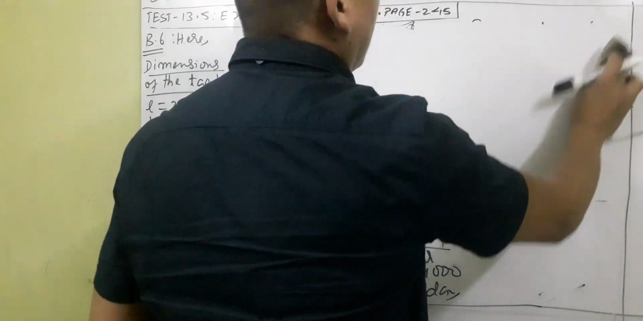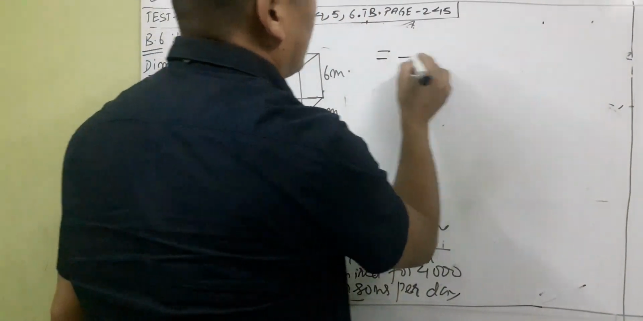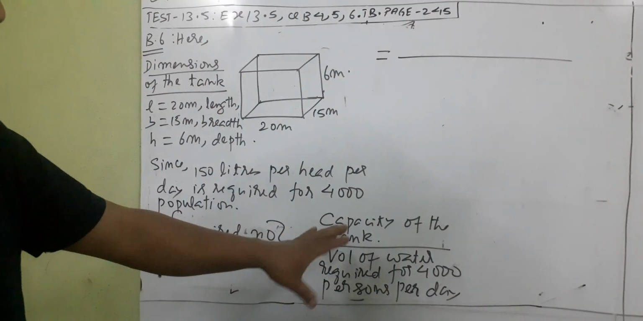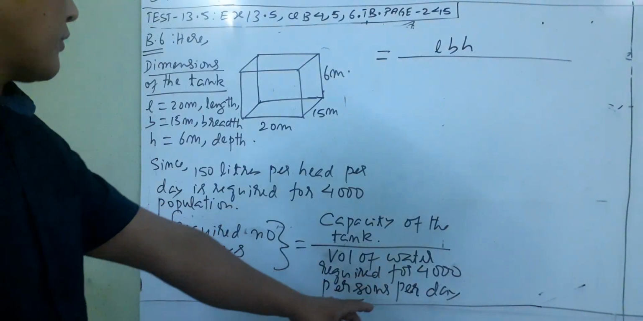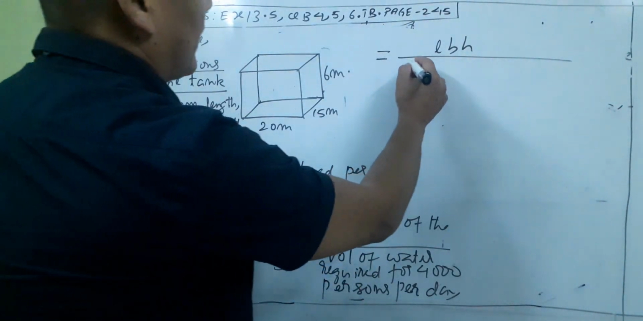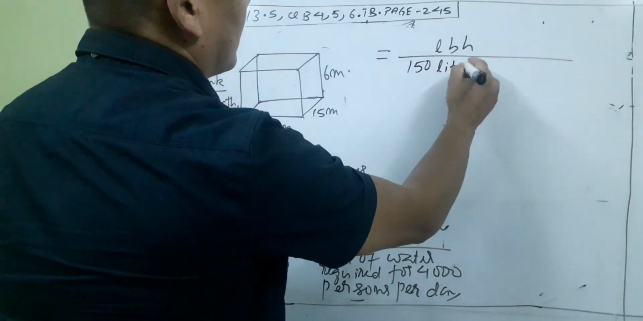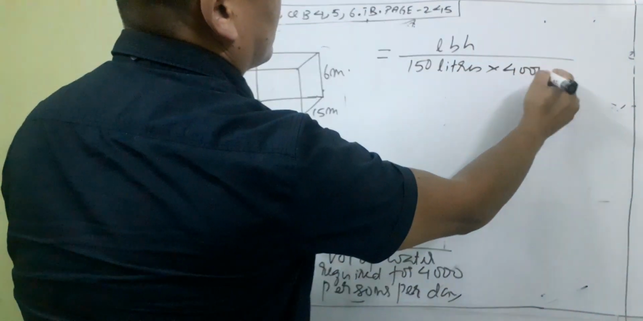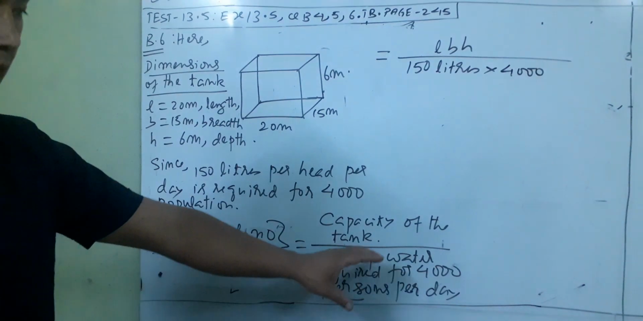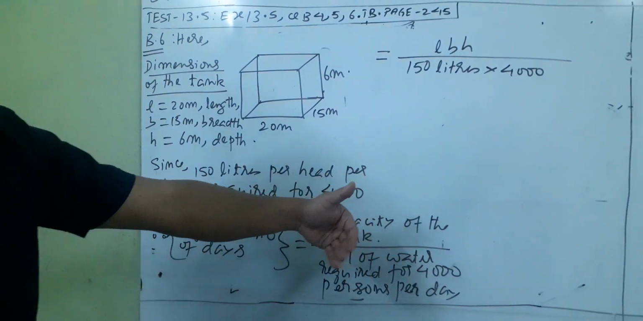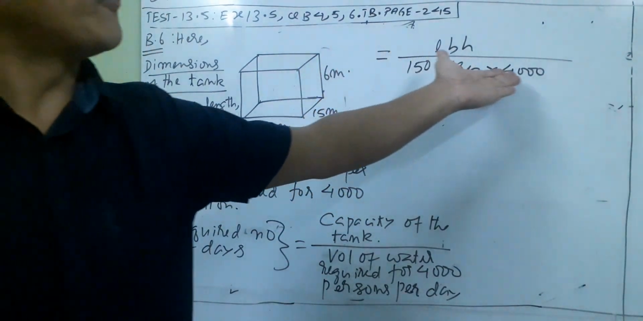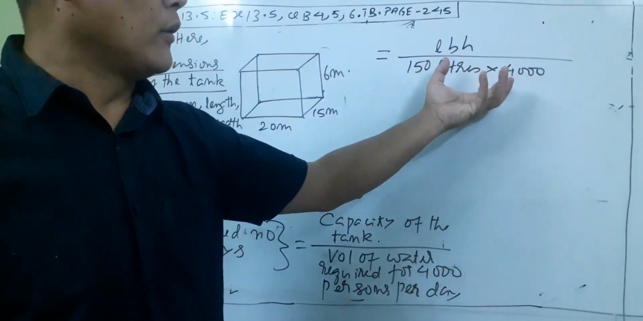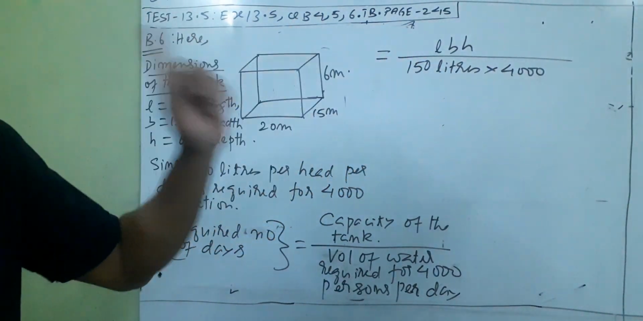So it's a simple case of calculating. So here capacity of the tank means the full volume, which is the same as the volume of a cuboid, LBH, divided by volume of water required for 4,000 people. So one person requires per day 150 liters. So multiply that by 4,000, then that is the volume of water required for 4,000 persons for 1 day, right? One person 150, so 4,000 people multiplied by 4,000. That's the total volume of water required for the whole population for 1 day, okay?